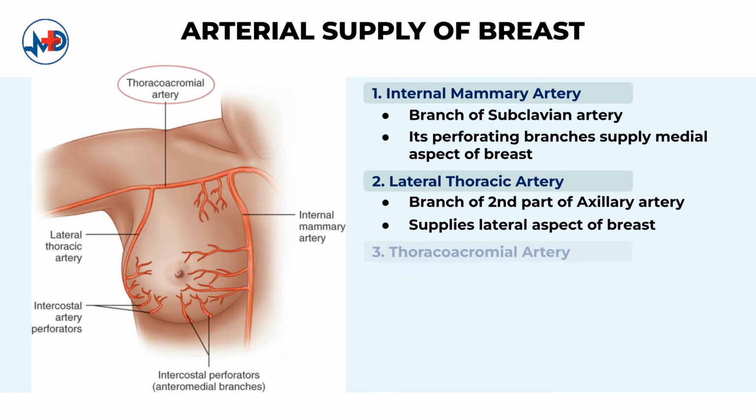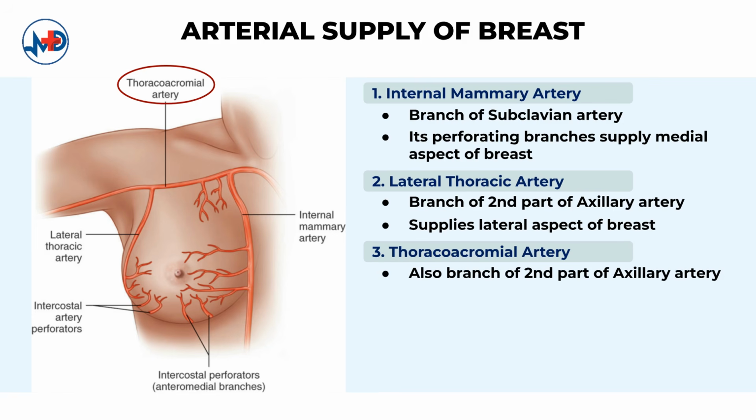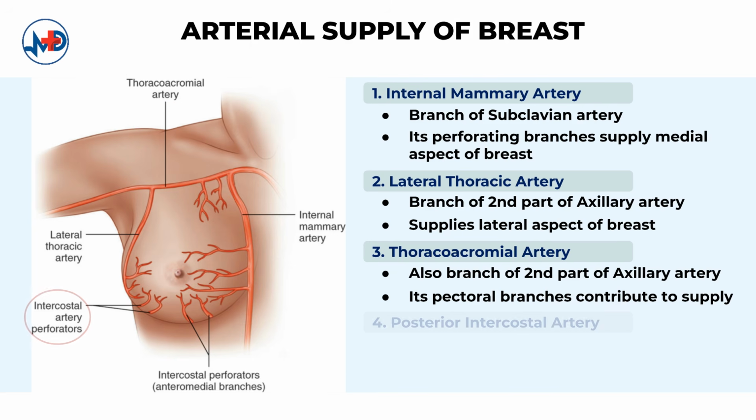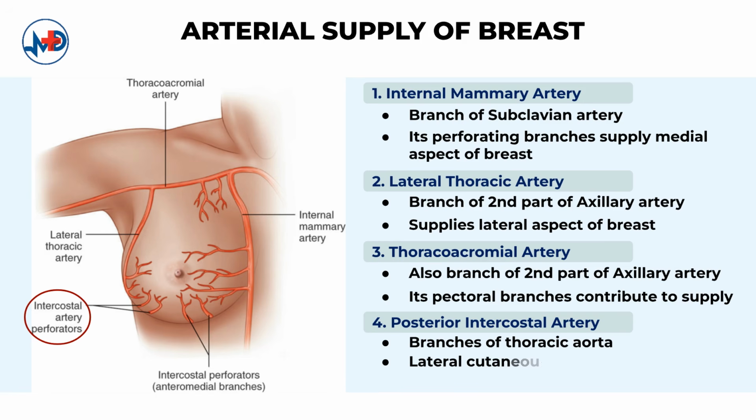Next, the thoracoacromial artery, which also arises from the second part of the axillary artery. Its pectoral branches contribute to the supply, particularly to the superior and lateral aspects. Finally, the posterior intercostal arteries. These are branches of the thoracic aorta, typically the second, third, and fourth. Their lateral cutaneous branches supply the lateral aspect of the breast.